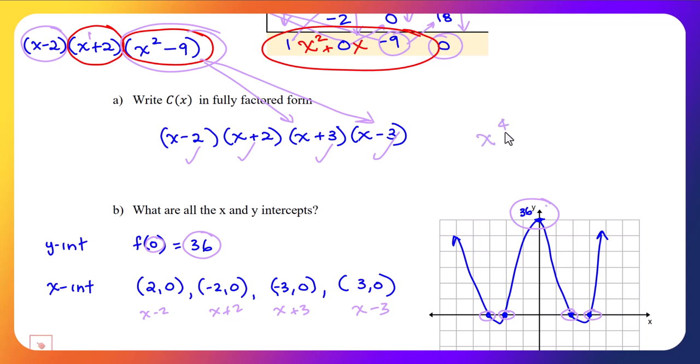The first term is x to the 4th. The leading coefficient is positive. The right hand goes up. The degree is even. The left is the same as the right hand. That's why it goes up. So if I start with up, go down through the 3, come back up through the 2, go up to the 36, come back down to the negative 2, come back up through the negative 3, and the left hand goes up as well.